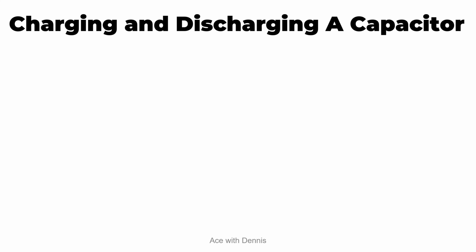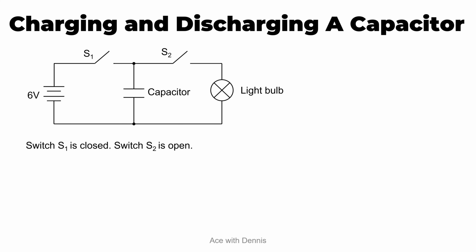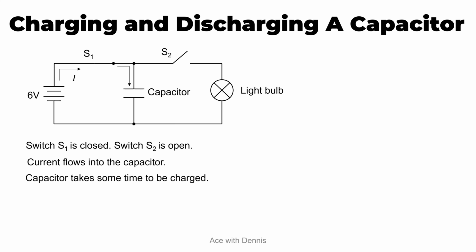Now, let's learn how to charge and discharge a capacitor. Let's look at this circuit. This capacitor is connected parallel to the light bulb and also parallel to a 6-volt battery. So this is the switch S1 and this is the switch S2. So when switch S1 is closed and switch S2 is open, here's how it looks like. The current flows into the capacitor, and the capacitor takes some time to be charged.